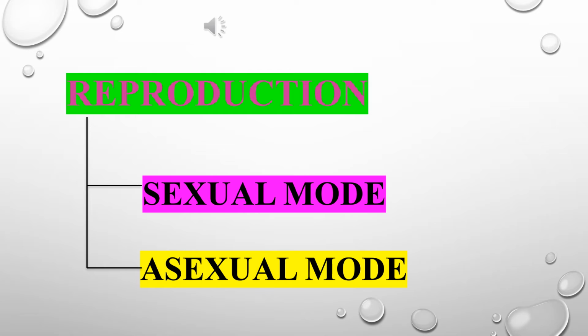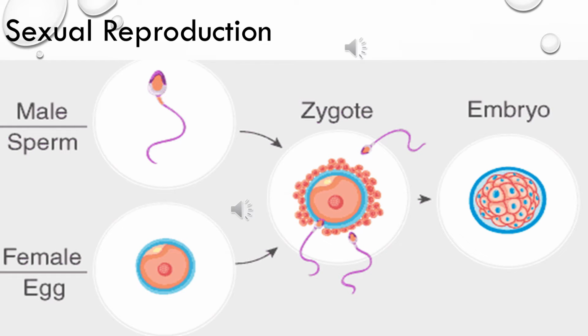Understood? This type of reproduction, beginning from the fusion of male and female gametes, is known as the sexual mode of reproduction. The other one, in which no sexual parts are involved and only a single parent is involved in the reproduction process, is known as asexual reproduction. So there are two types of reproduction in animals: the sexual mode and the asexual mode.